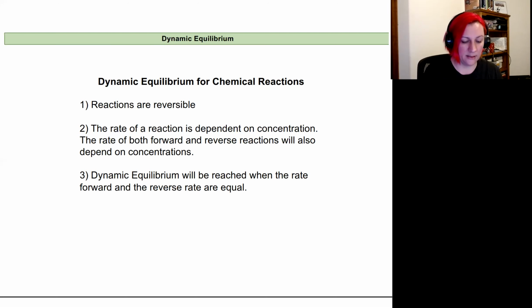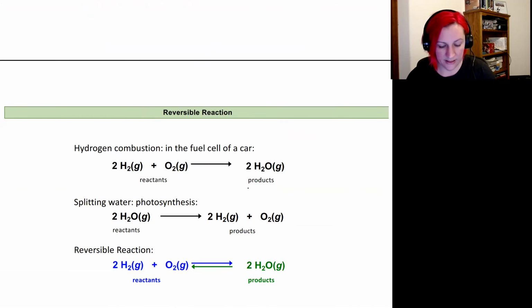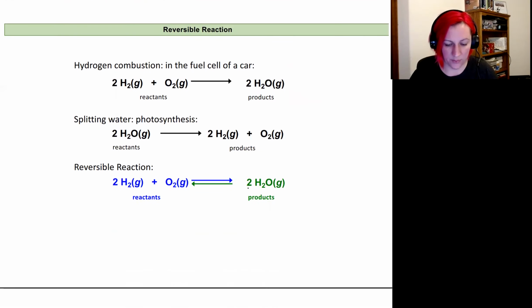I'm going to highlight this. My highlighter will pick up. There we go. It will be reached when the rate of that forward reaction and reverse reaction, where products become reactants, are equal. And that'll be dynamic equilibrium for a chemical reaction. So let's break this down with reversible reactions first.